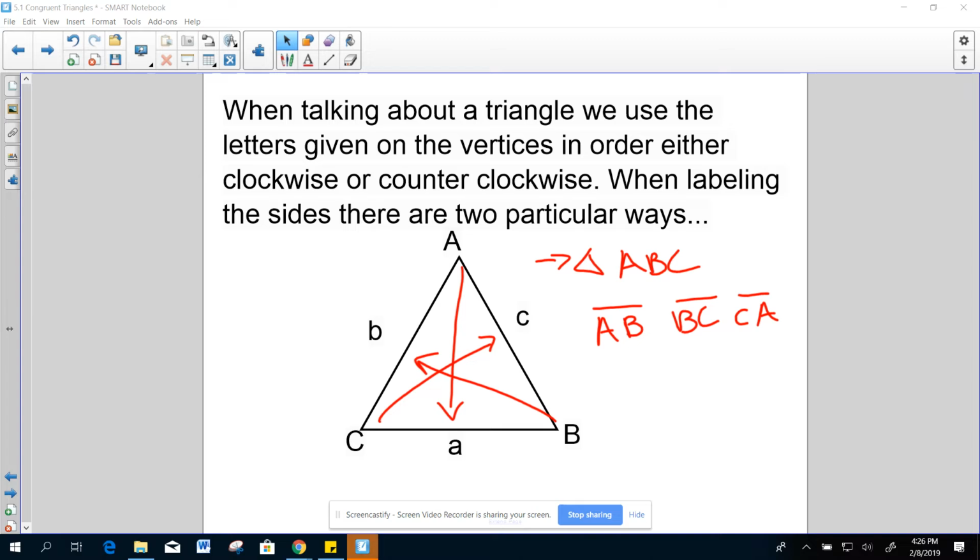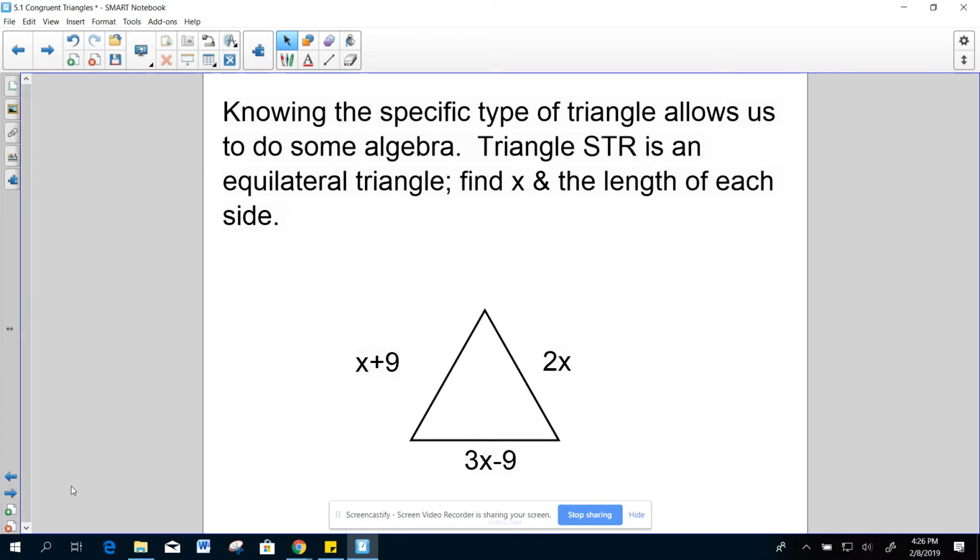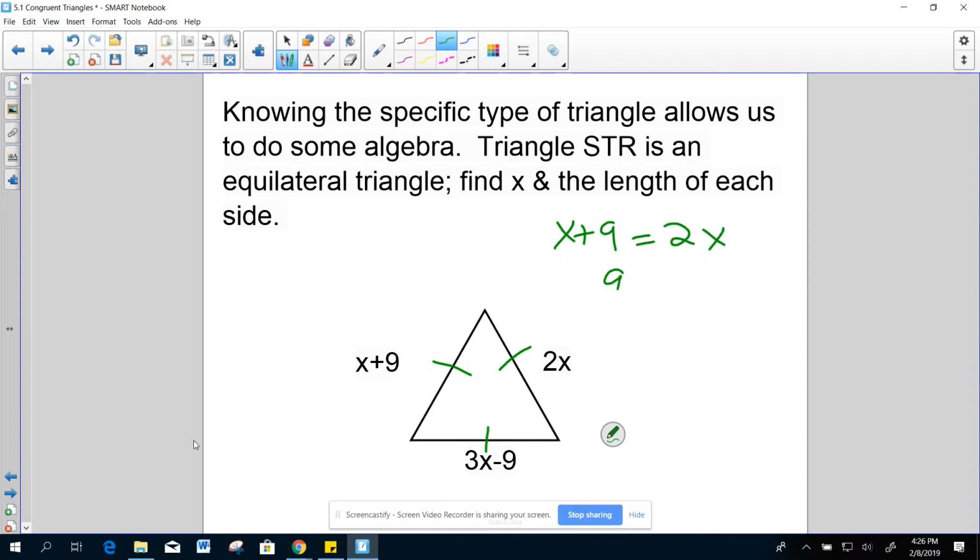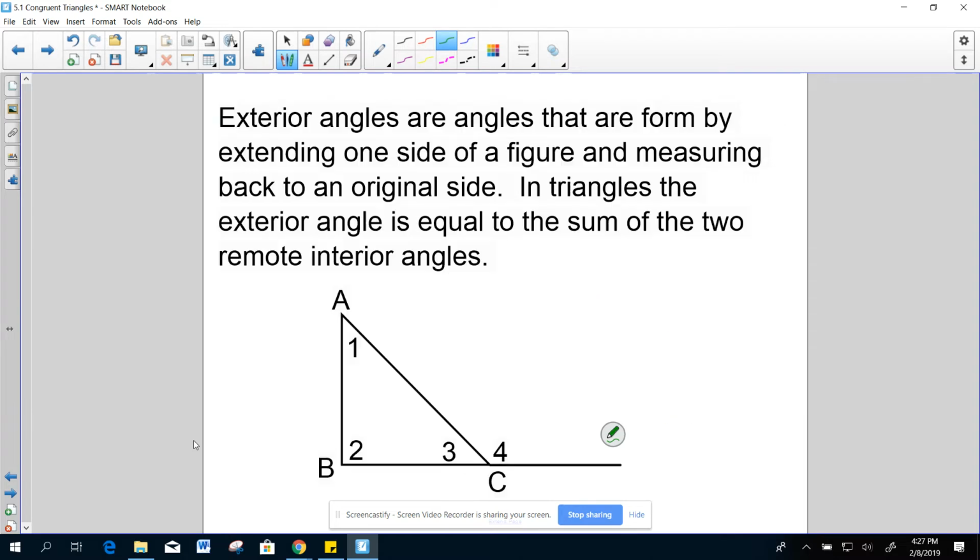From here, we are going to talk about how knowing the definitions of our triangles can really help us be successful in solving for unknowns. So this particular triangle, STR, is an equilateral triangle. So I will mark it as so. Since I've marked the sides equal, I can take two of them, set them equal to each other, and preliminarily solve for x. Then from there, it says that I have to find the length of each side. Since it's an equilateral, I just need to find one, and I would have the measurement for all of my sides.